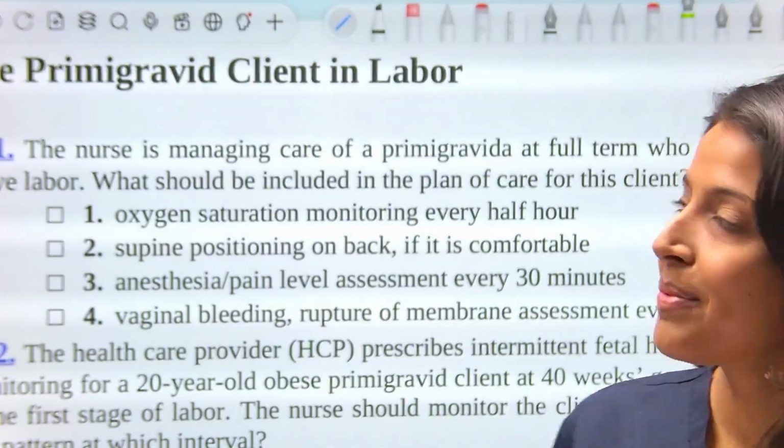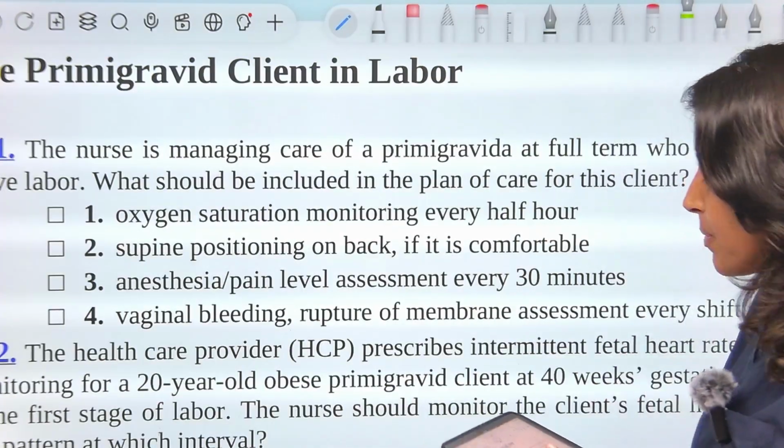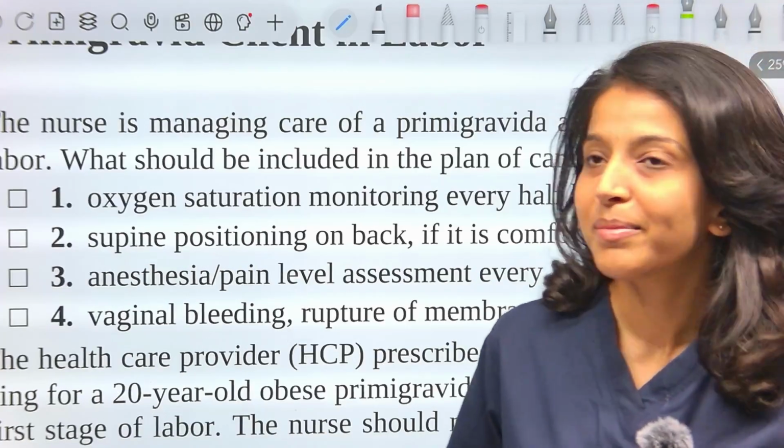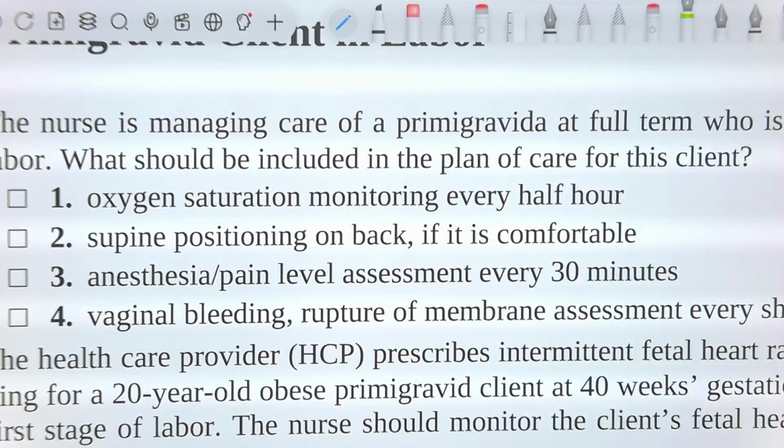Today we are going to solve some more questions. You can see on the screen. Let's read question number 1. The nurse is managing care of a primary gravida at full term who is in active labor. What should be included in the plan of care of this client? Read all the options. What can be the right answer? Answer number 3 will be the correct.